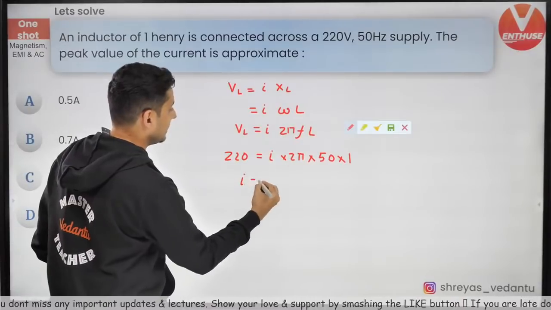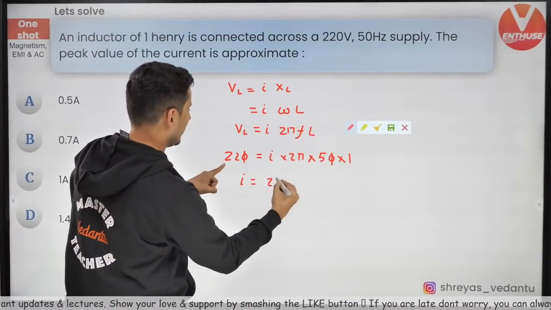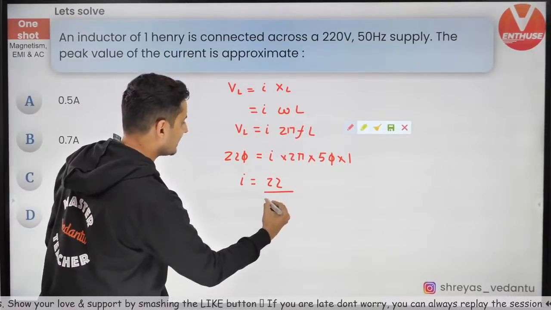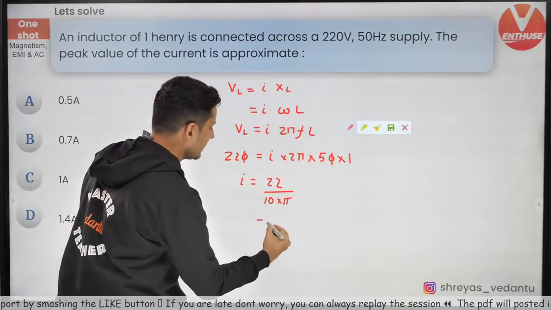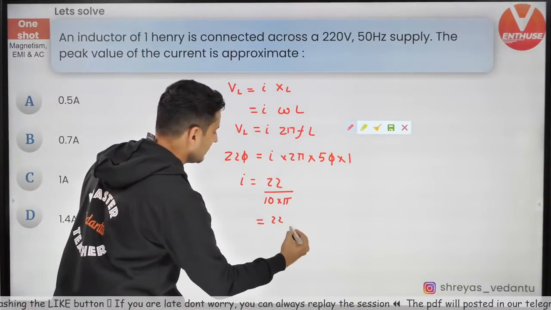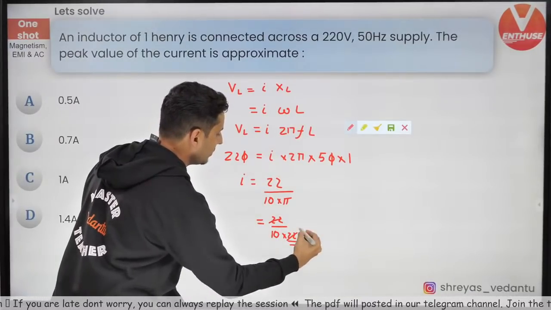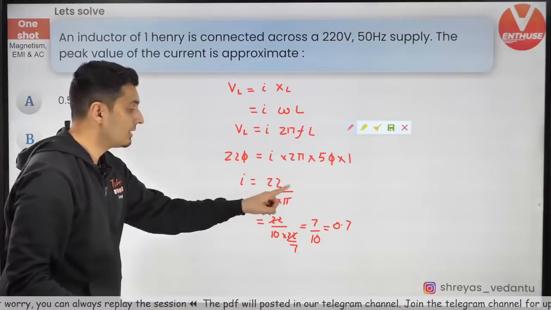Fair enough. So the current will be, 10 I can cancel, so 22 and these few things will come here. 2 fives are 10 into pi. But pi is nothing but 22 by 7. So this will become 10 and this is 22 by 7. This 22 goes, so this will become 7 by 10, which is 0.7. But this is not the answer.